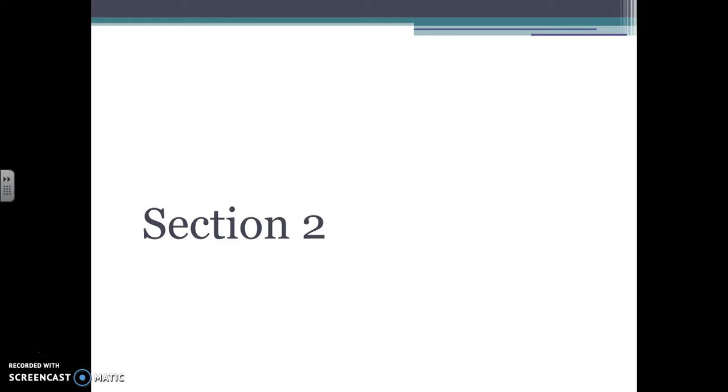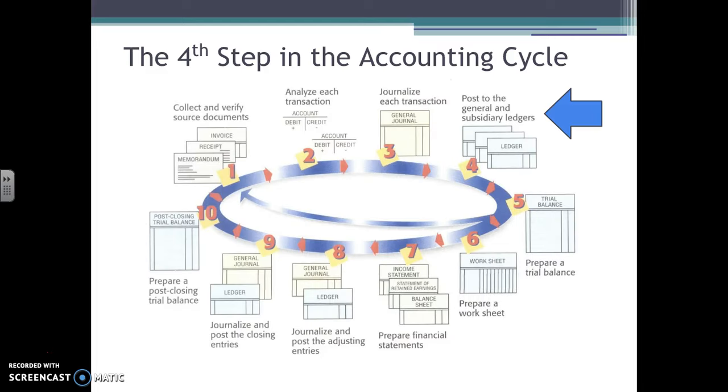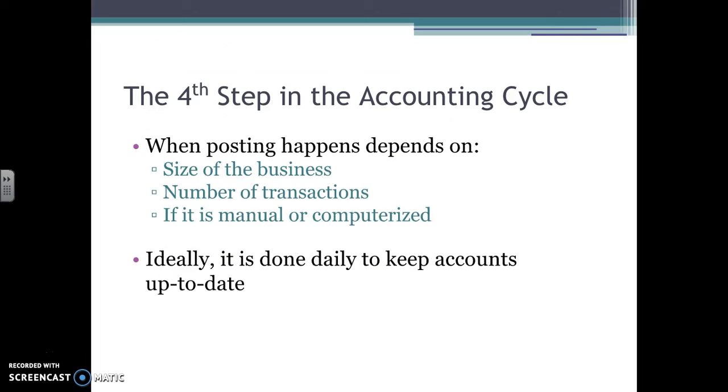All right, so that's the gist of what the ledger is. Let's move on to section 2, posting. Once we post to the ledger, we are now executing step number 4 in the accounting cycle, which is posting to general and subsidiary ledgers. The fourth step in the accounting cycle. When posting happens, it depends on the size of the business, the number of transactions, and if it is manual or computerized. Ideally, it is done daily to keep accounts up to date. As transactions take place in the journal, it is posted into the ledger so that those account balances are constantly up to date and current.